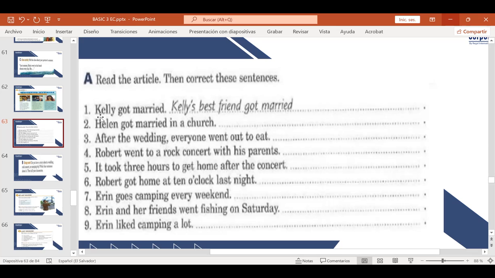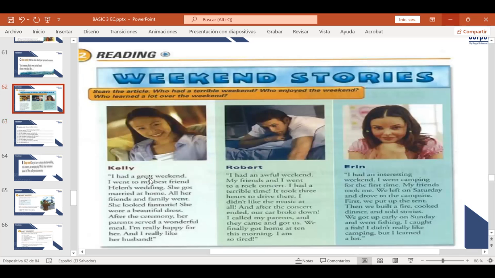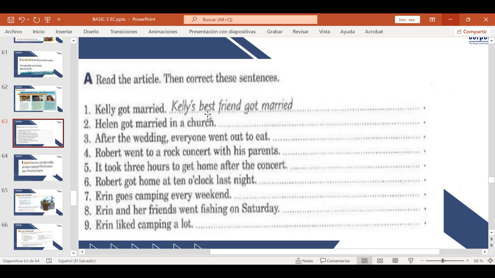So the first situation is Kelly got married. Oh no, let me see. No, it's Kelly. It says, I went to my best friend Helen's wedding. So that is not correct. Kelly's best friend got married. All right, we're going to read and change these sentences because all these sentences are wrong. You are going to correct them. Understand? Understand the activity?